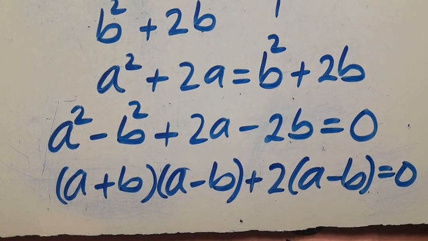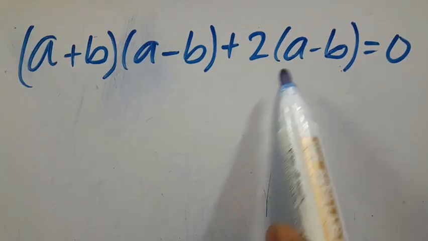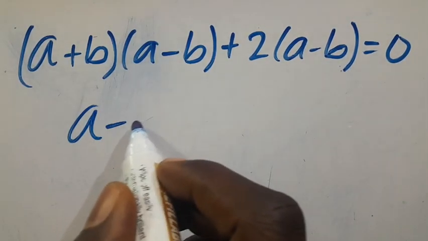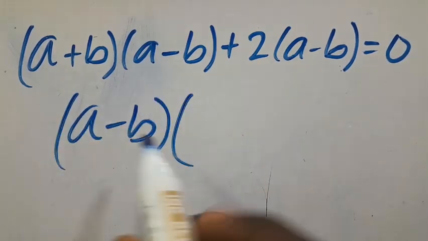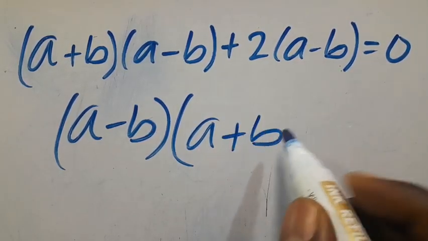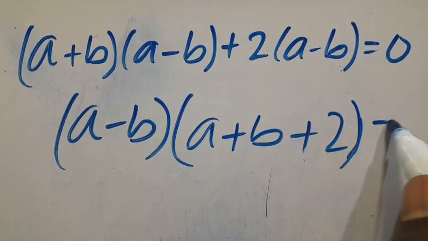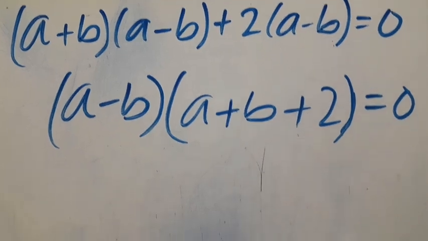So from here, we have a minus b in common, so we can have here a minus b in parentheses. Then the whole of this term divided by this, we only have a plus b left. This also divided by this, we only have 2 left. Then we close it, we set everything to be equal to 0.